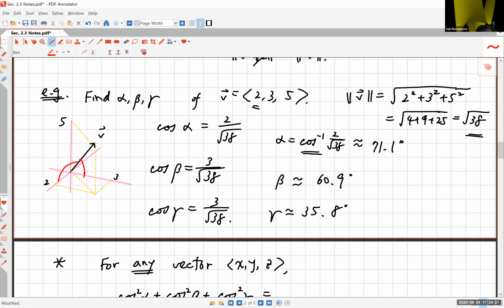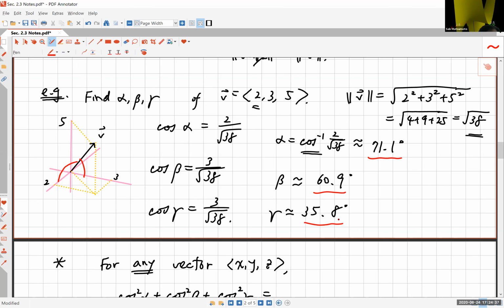When you use your calculator, make sure it is set in degree mode. On your homework, you may have to switch between degree mode and radian mode. Sometimes the homework is asked in degrees and sometimes in radians, okay?